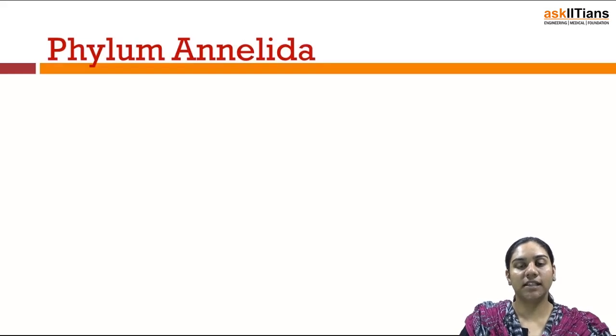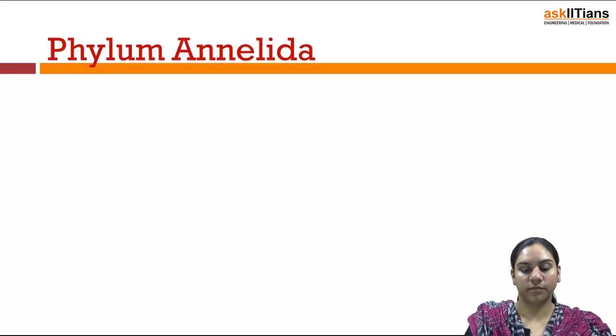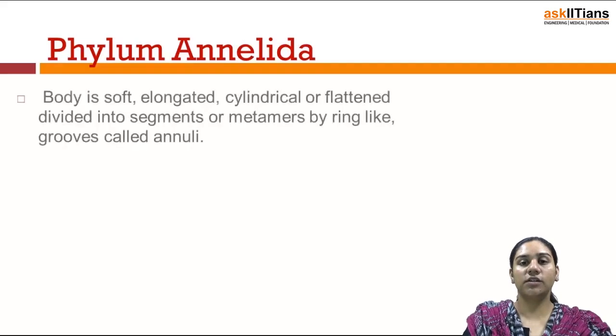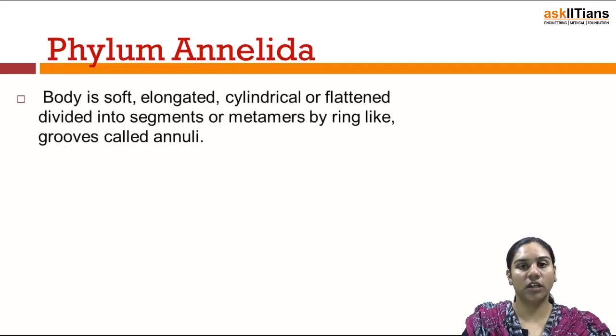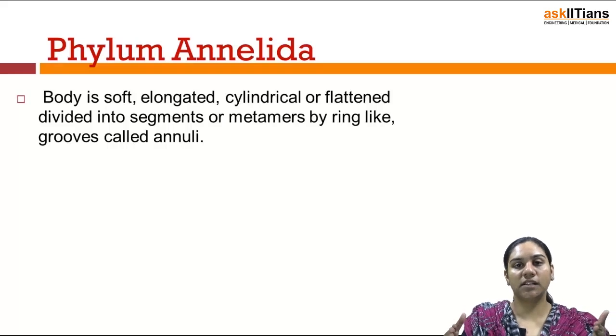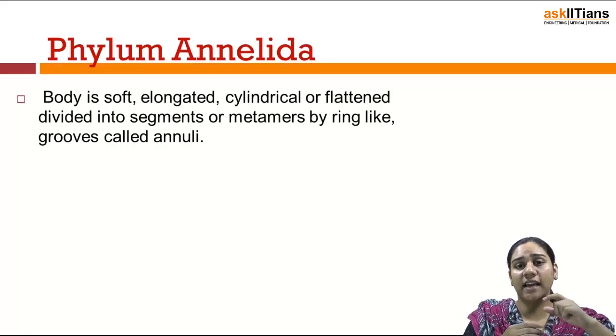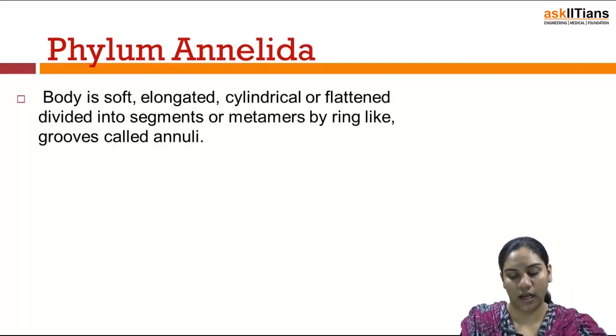The animals in the phylum Annelida are triploblastic, bilaterally symmetrical, and coelomate organisms. Starting with the body of the annelids, the body is soft, elongated, and cylindrical in structure, or it may be flattened, and it is divided into numerous segments. The segments are also known as metamers. On these segments, ring-like grooves are present, which are known as the annuli.